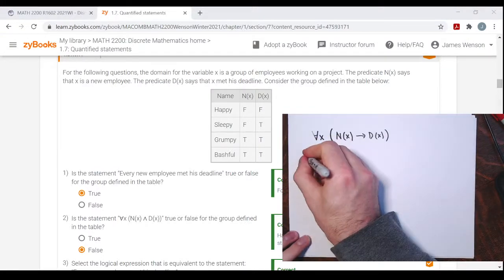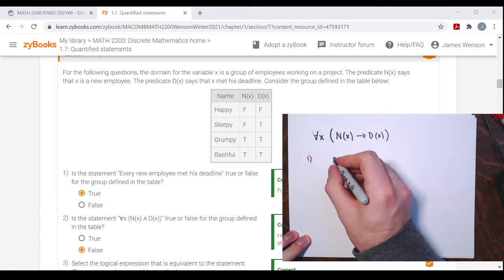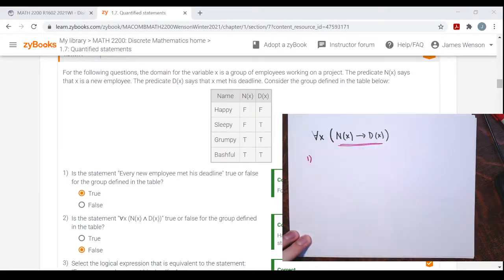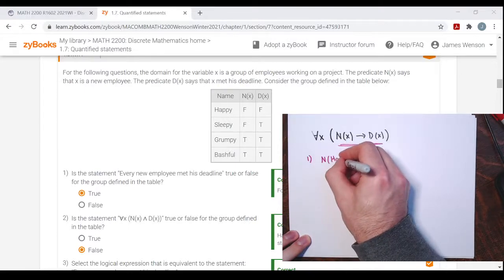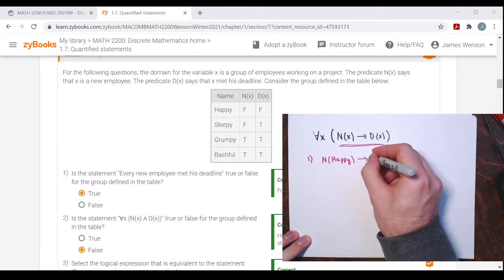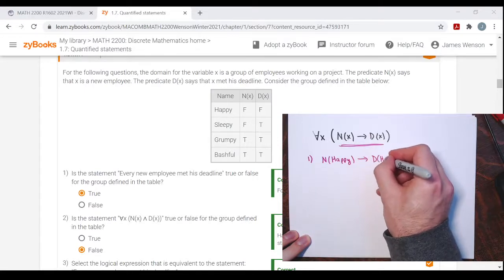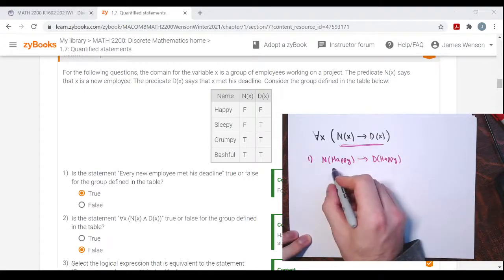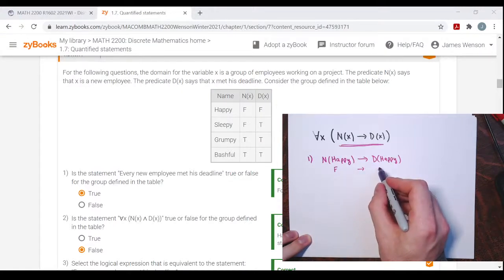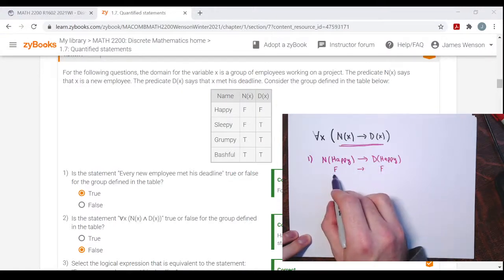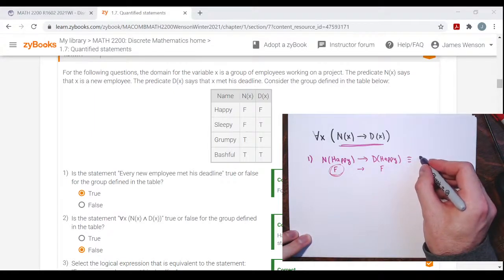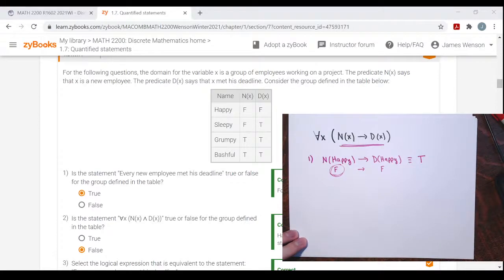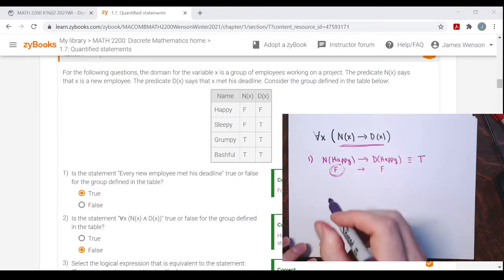For Happy, let's see if this statement is true for all employees. Happy, we have N of Happy implies D of Happy. That's a false statement implying a false statement, right? But remember, if the hypothesis is false, the implication as a whole is true. So this statement is true when it comes to Happy.